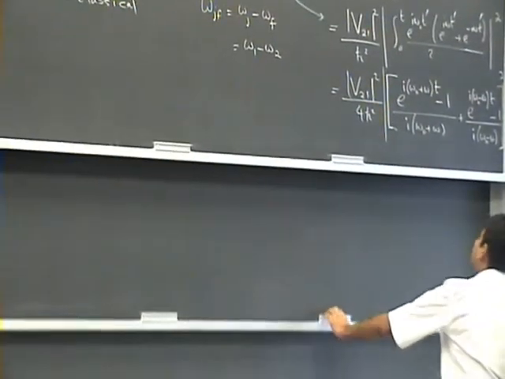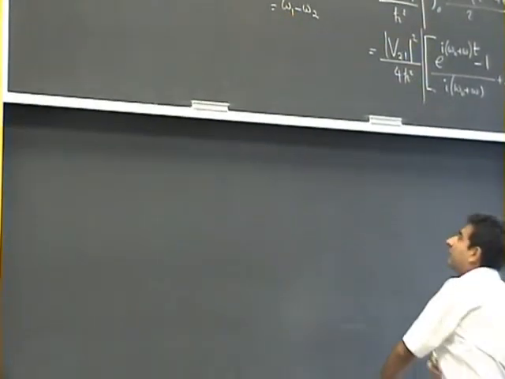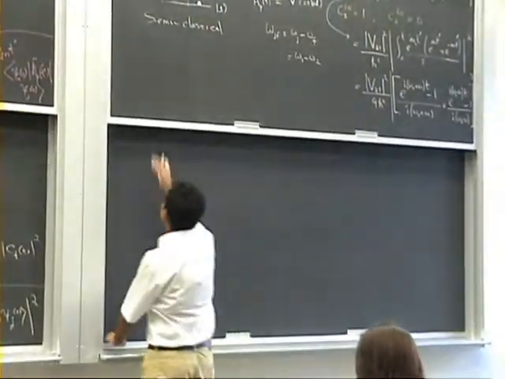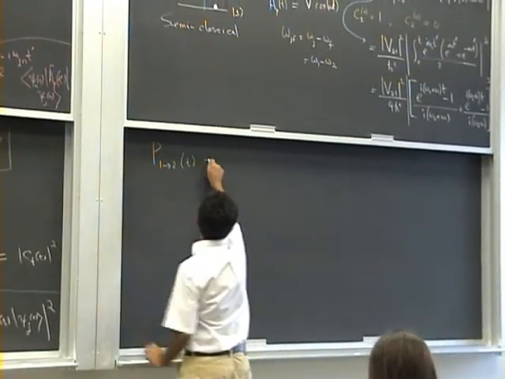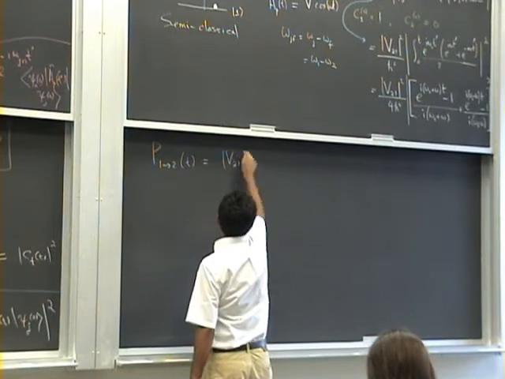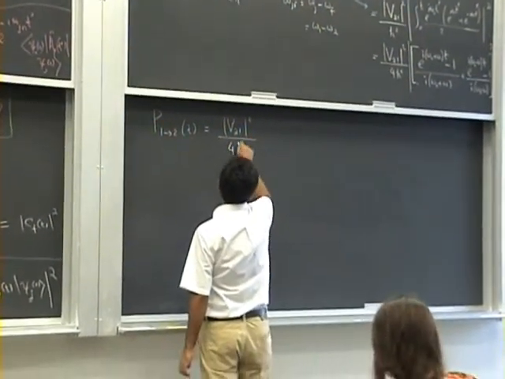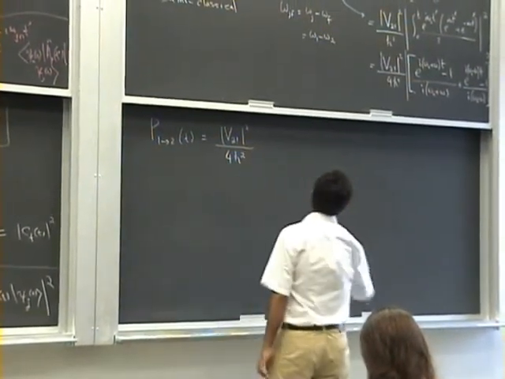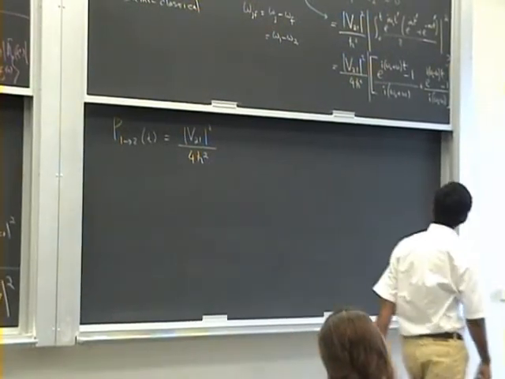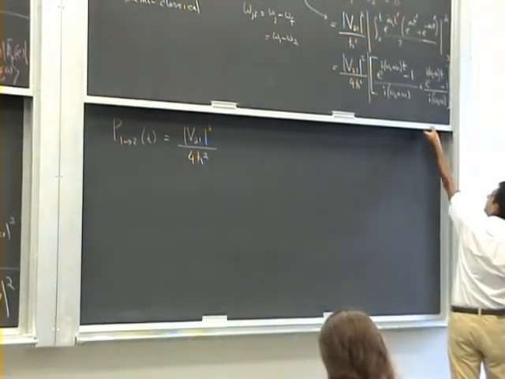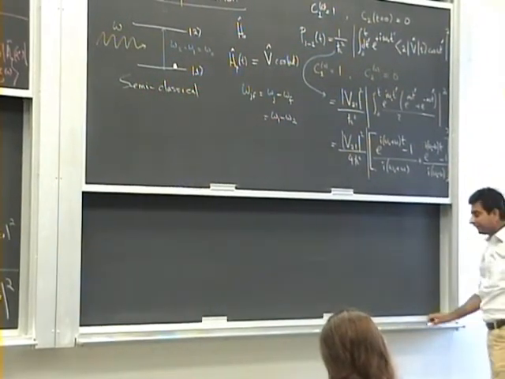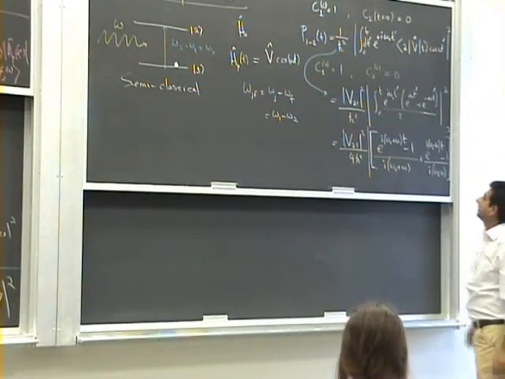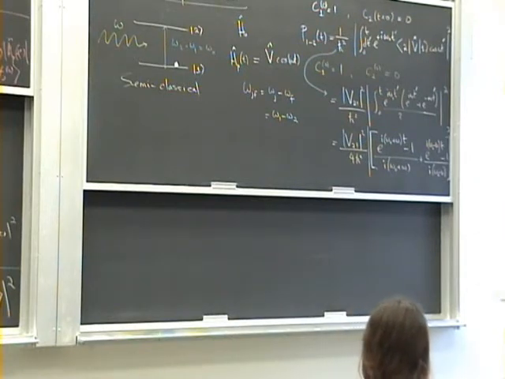So our transition probability of going from the initial to the final state, P 1 to 2 as a function of time, is V21 modulus squared over 4 h bar squared. Now let's look at this term. Have you all reached here? Okay. This is the first order, this is the probability.